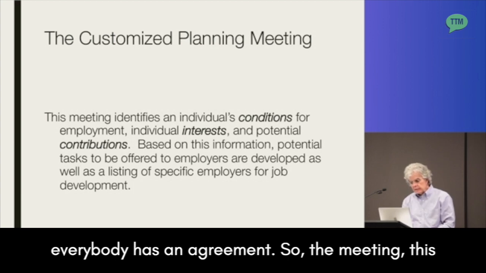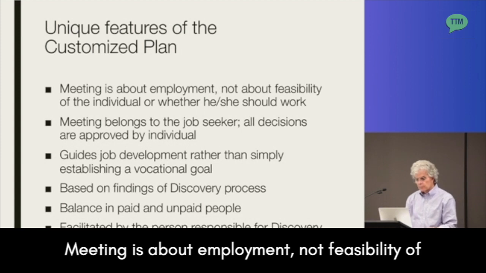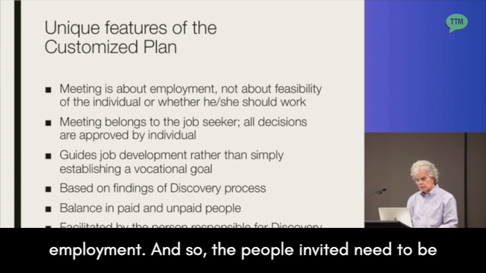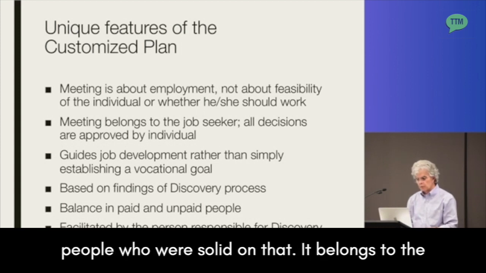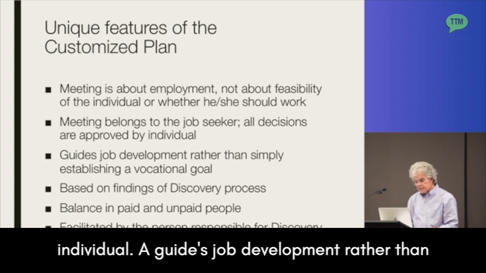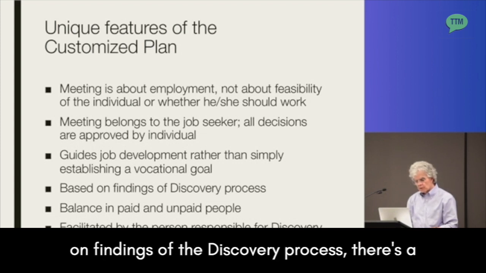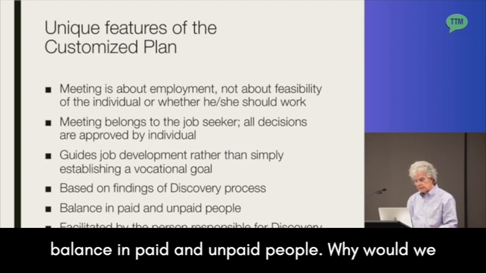So this planning meeting, the customized plan for employment meeting, is about employment, not feasibility of employment. And so the people invited need to be people who are solid on that. It belongs to the job seeker. All decisions are approved by the individual. It guides job development rather than simply establishing a vocational goal. It's based on findings of the discovery process. There's a balance in paid and unpaid people. Why would we want that?